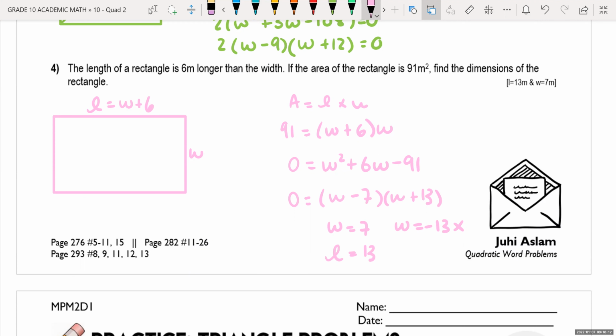It seems like you guys were probably okay with the rectangle questions. I think maybe the triangle questions gave you a little bit more trouble.